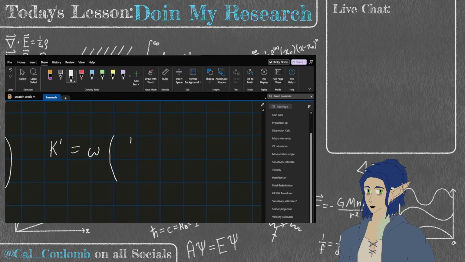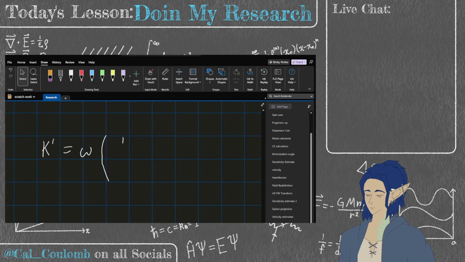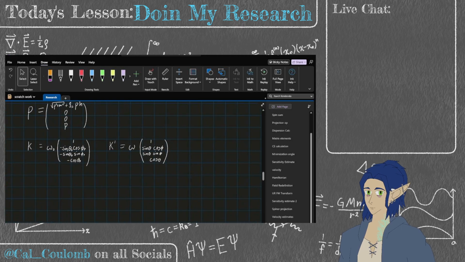And so for this one, we have 1. And now this one, I'm not going to have zeros on it, so we'll have sine theta, cosine phi, no 0, sine theta, sine phi, cosine theta. All right.